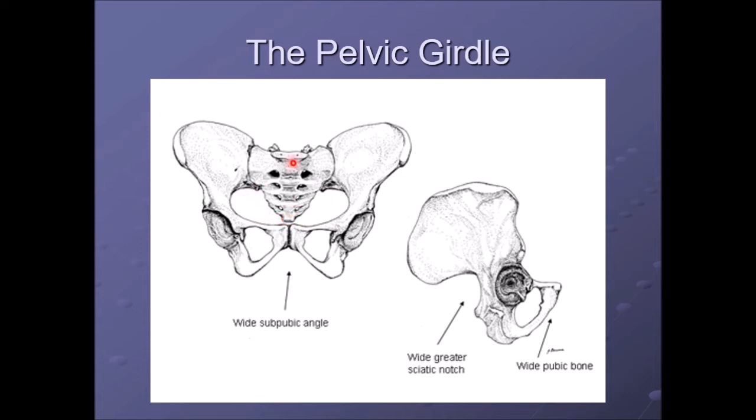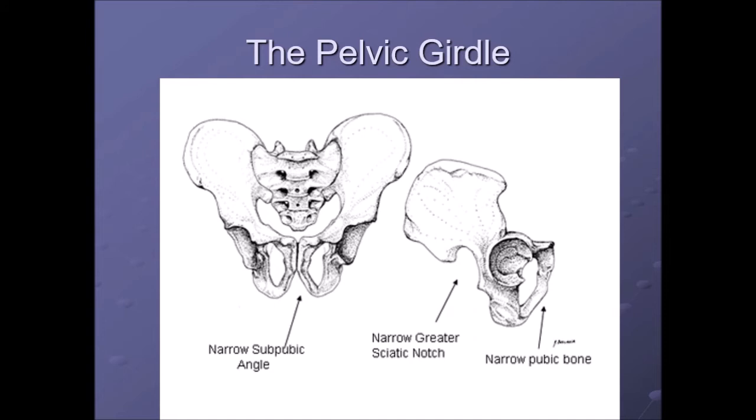This here is called the sacrum. The sacrum will tend to not curve in as much on females as it does on males. So on males, everything is narrower. This area here, the birth canal, literally, is narrower. This angle is narrower. The sciatic notch is narrower on males than it is on females.